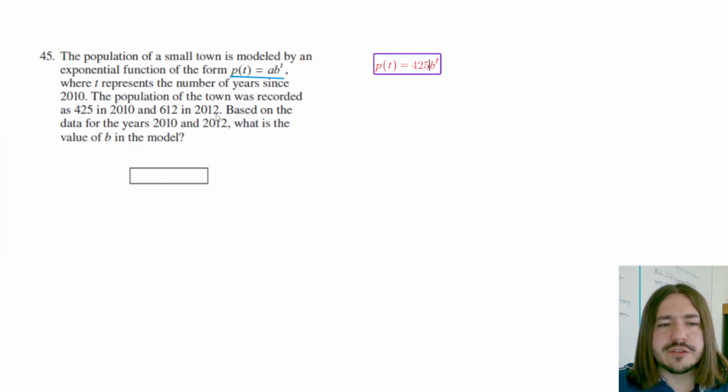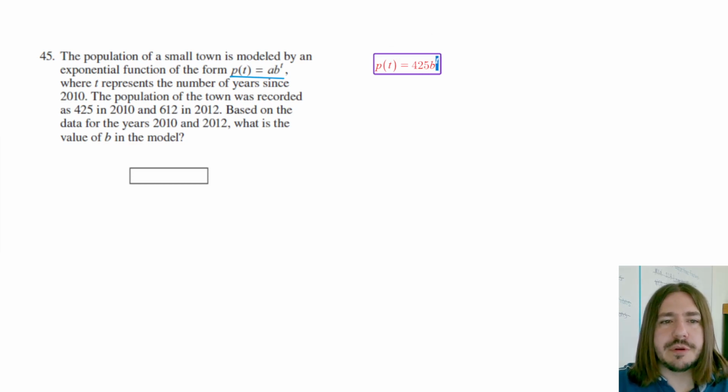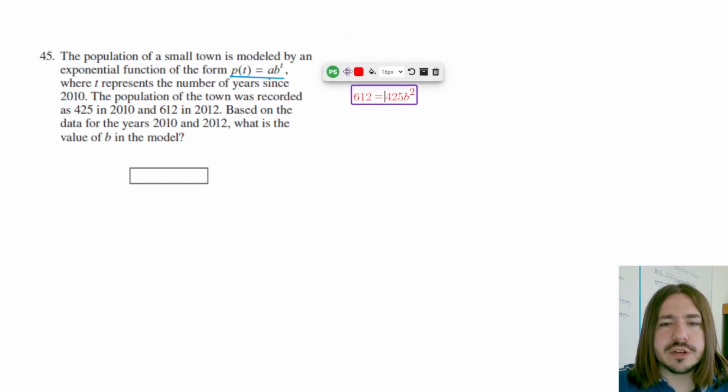Now 2012, that's 2 years since 2010, right? So I'm going to put 2 in here for t, because t represents the number of years since 2010. And it says the population in that year was 612. So the population when t is 2 is going to be 612. So here's our little equation. We're going to solve this equation.